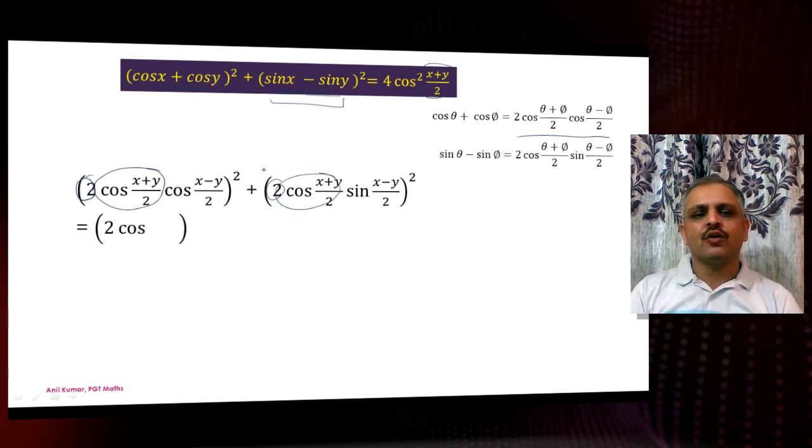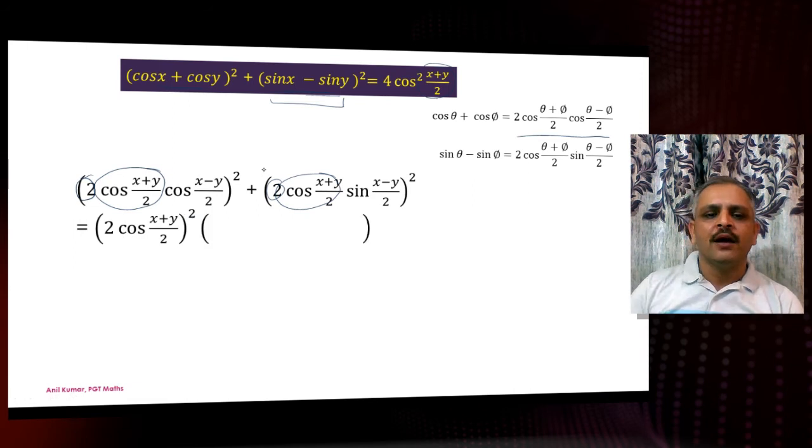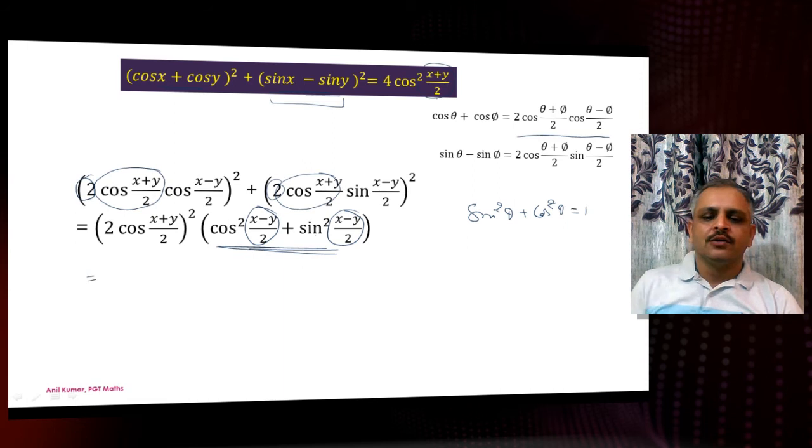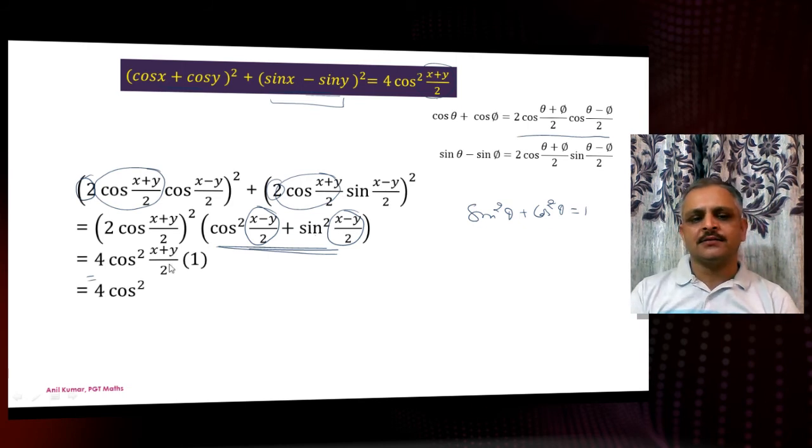So it will be (2 cos of (x plus y) by 2) whole square common, and the remaining terms will be cos square of (x minus y) by 2 and sine square of (x minus y) by 2. And as we know that sine square theta plus cos square theta is equal to 1, here it is the same thing. Sine square theta, cos square theta, because the angles are the same, so this will be equal to 1. So what is left here? 2 square will be 4 cos square (x plus y) by 2, and this will be 1. So if I multiply with 1, I will get my answer, which is the right hand side of the equation.